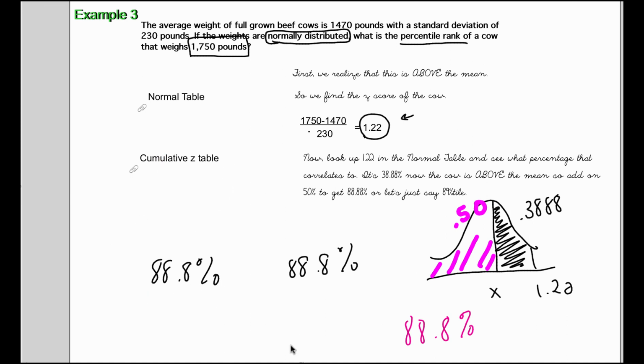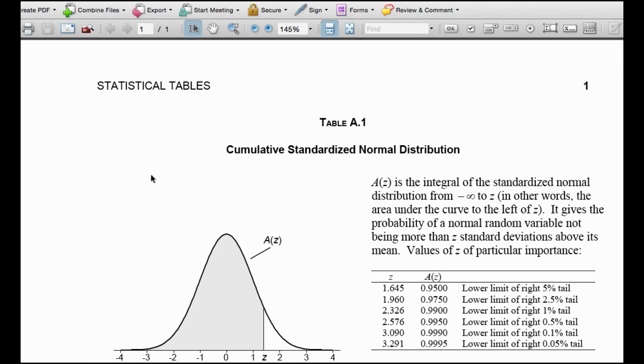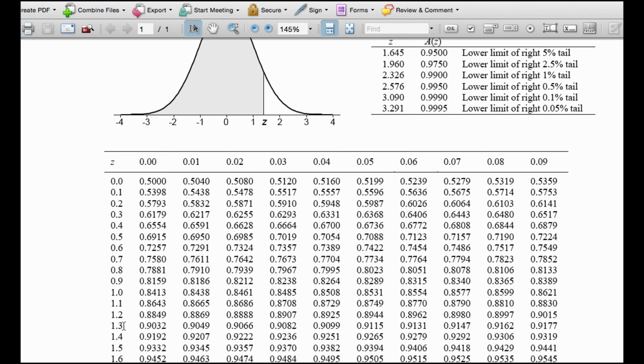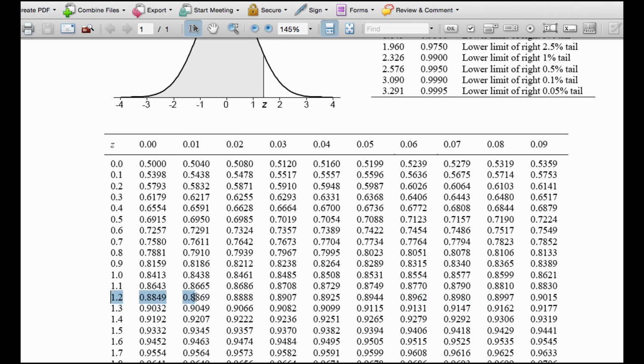There's all types of z-tables, and you have to be careful which one you do. Cumulative z-table. See, now the cumulative one tells you how far it is from the bottom all the way to your z-score. So my z-score was 1.22, and notice when I go here to 1.22, look at that, 88.88. So be careful if given a chart how to read it.